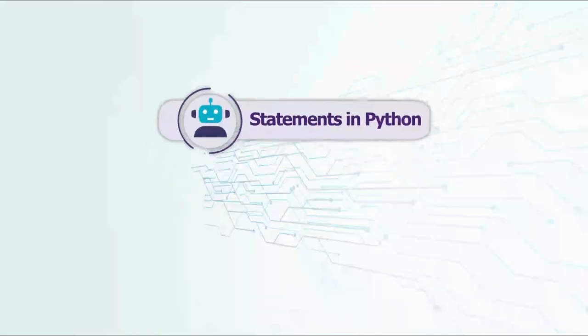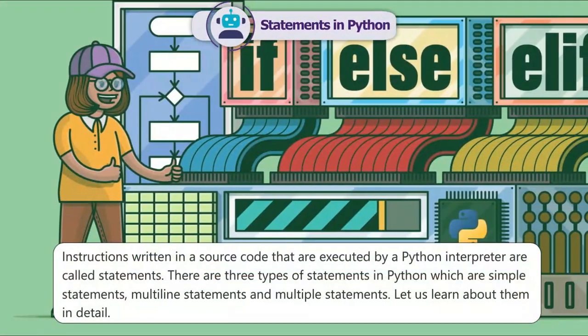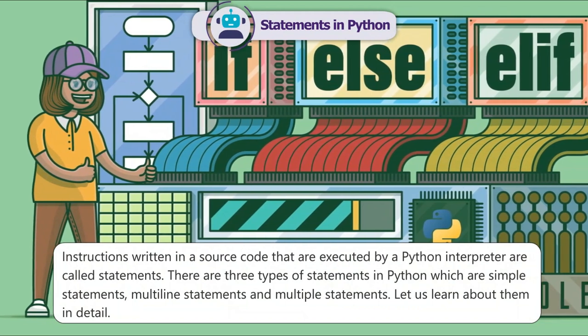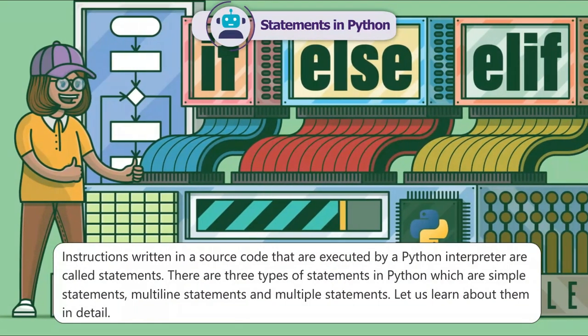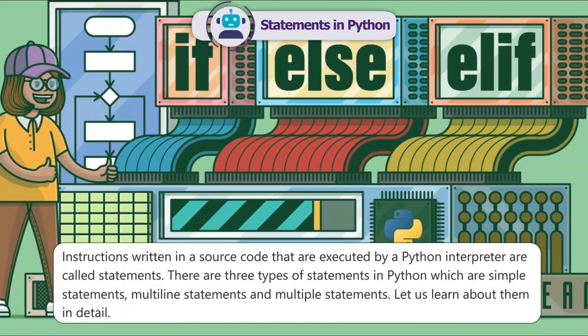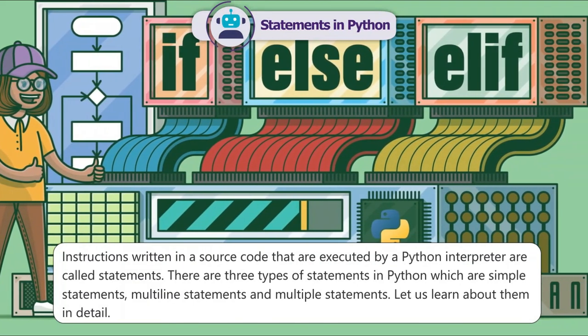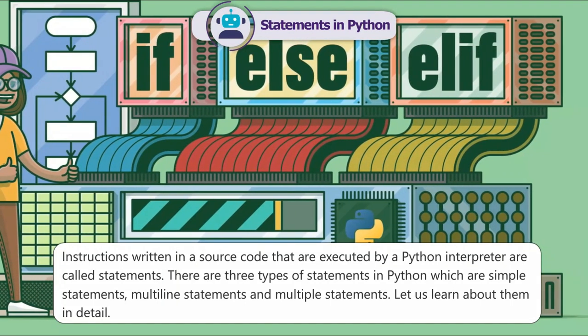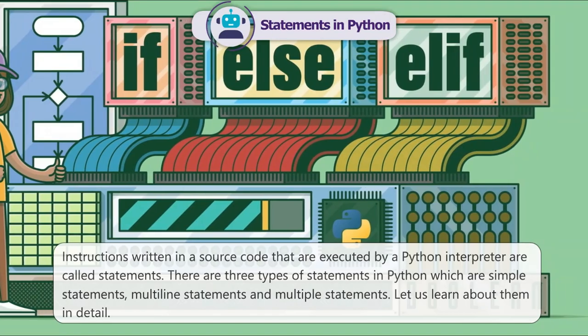Statements in Python. Instructions written in source code that are executed by a Python interpreter are called statements. There are 3 types of statements in Python, which are simple statements, multi-line statements, and multiple statements. Let us learn about them in detail.